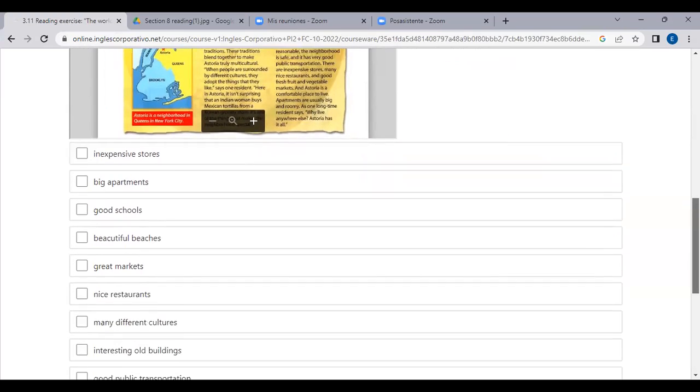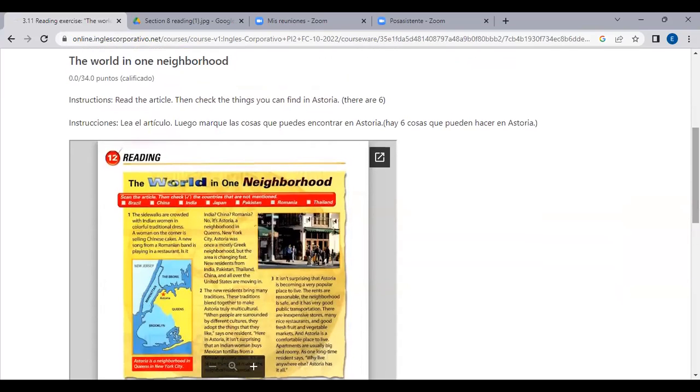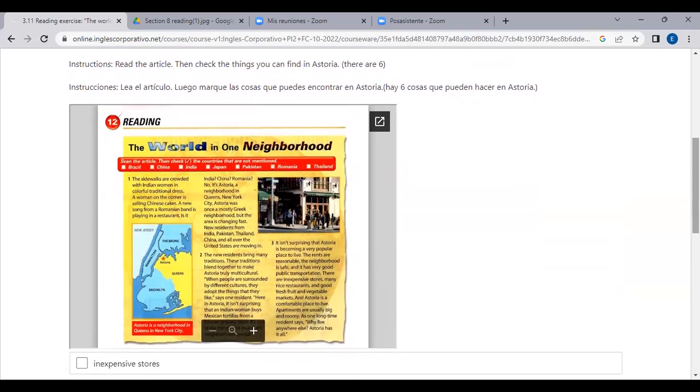Okay. So let's see. Read the article, then check the thing you can find in Astoria. Astoria is the name of the neighborhood, right? What is this reading about? Do you remember? Where is this neighborhood? In which country can we find this neighborhood? Is it in Canada? Is it in Mexico? Is it in the United States? It's in the USA. Queens, yes, Queens, in New York.